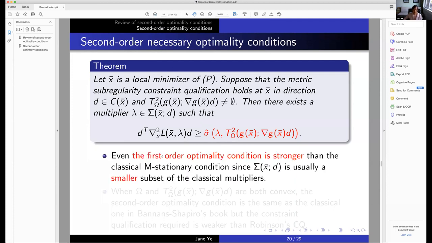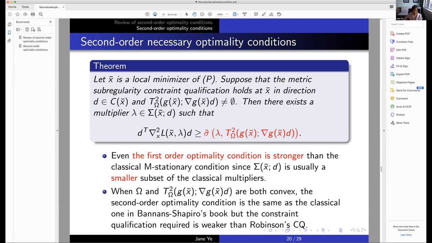Okay, so the first comment is that even the first order condition is stronger, and it's a directional type. This goes with the second order condition, because the second order condition always says that given a critical direction, you have the second order condition. So now given this direction, you can have the multiplier in this direction. This is different from nonlinear programming, because you have a set which is even non-convex.